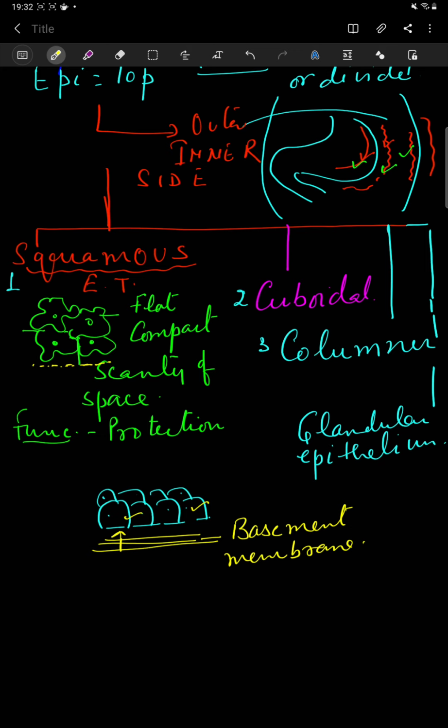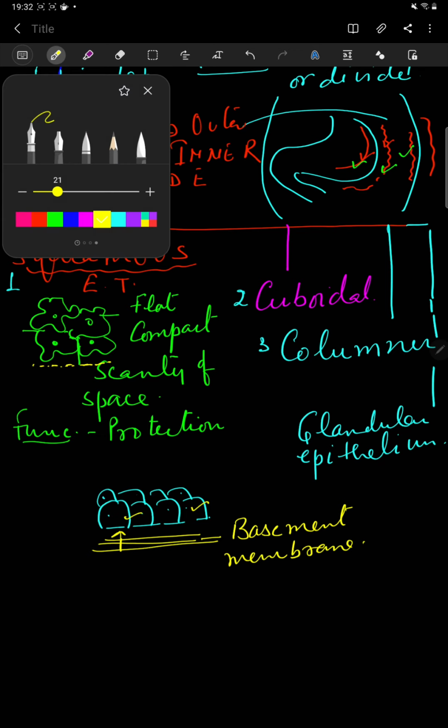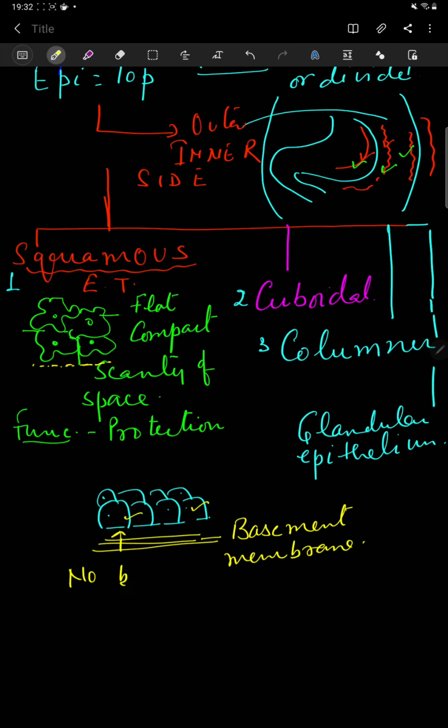Another thing, one more important thing, first of all I am going to add this one, that as we can observe the cells are very compact. In case of the squamous epithelium, you can see that it is flat, compact, with scanty space also. There is no space between the cells, therefore there is no blood supply. You will not see any blood supply anywhere. No blood supply.